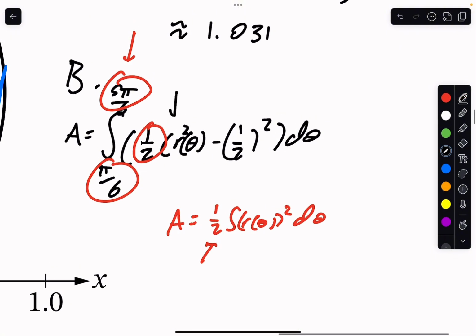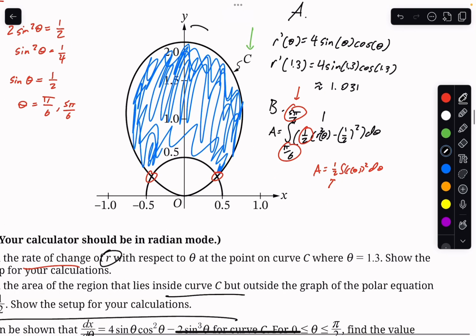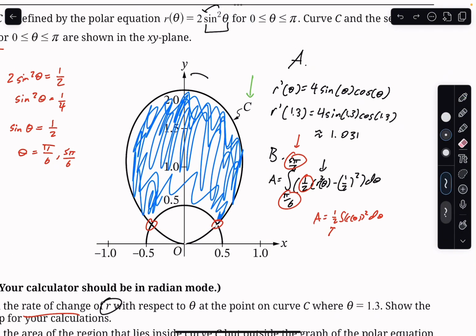Then where I put parentheses, our r squared of theta is this thing we're summing up right here. So we're summing up all of that. And then at the end, we subtract what happens from here to here within the circle of r equals 1/2, just like that. So that's why we're subtracting right here.